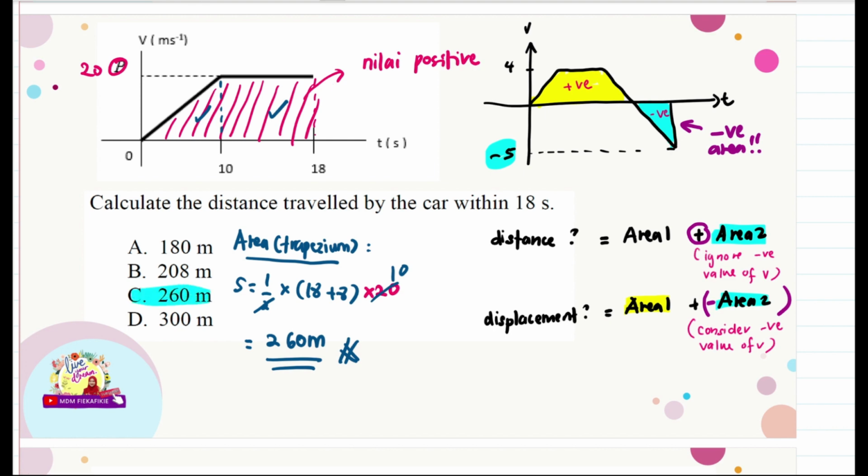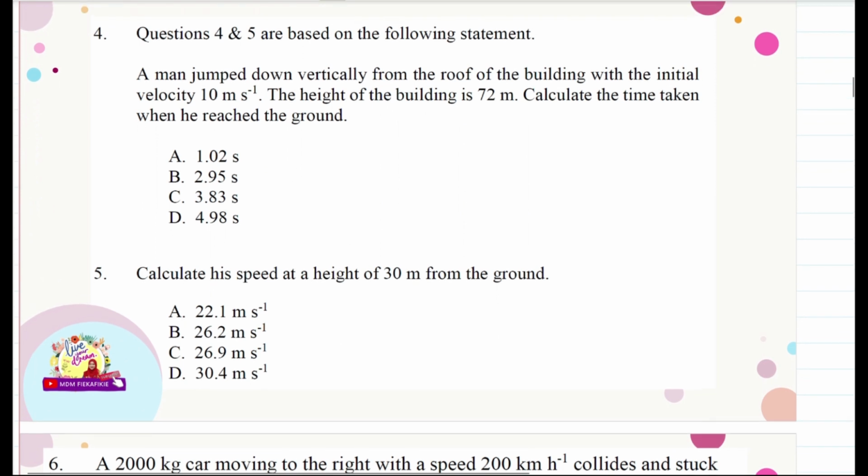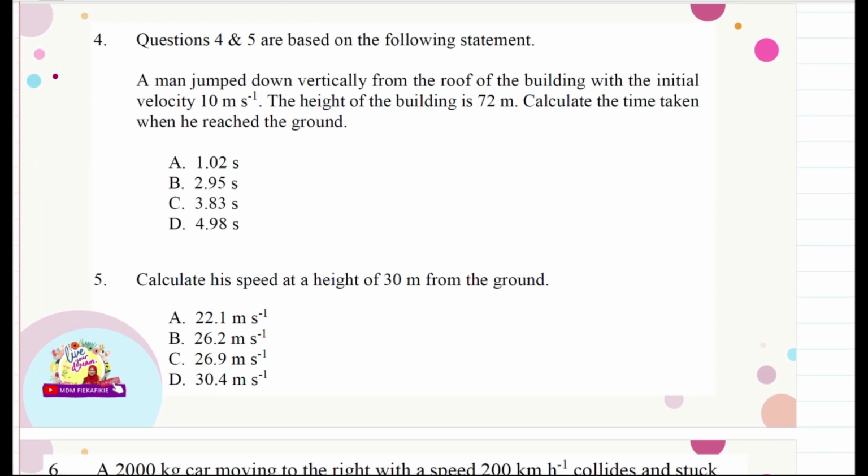Very easy. Okay, so next question number 4. So question number 4 and 5 based on the following statement. Okay, so let's read the question first. A man jumped down vertically from the roof of a building with the initial velocity 10 meter per second. Okay, so you ada seorang lelaki, ada diri dekat sini. Okay, so this is the man. And then the height of the building is given 72 meter. And then given that the initial velocity of the man, U, is equal to negative.